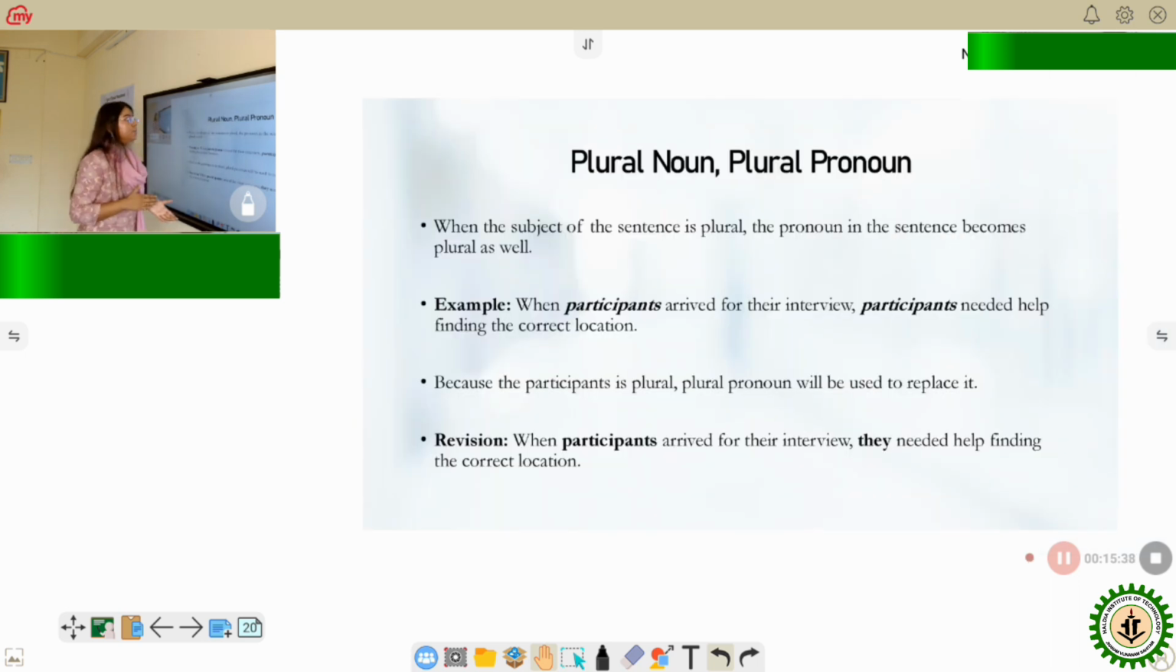Just like singular noun, singular pronoun, a plural noun will require a plural pronoun. For example, when participants arrived for the interview, participants needed help finding the correct location. We are using participants in both cases, so it gets repetitive. So we can replace the noun participants with a pronoun. Since it's a plural noun, we will have to use a plural pronoun. So what will we use? When participants arrived for the interview, they needed help finding the correct location. So plural noun and plural pronoun.